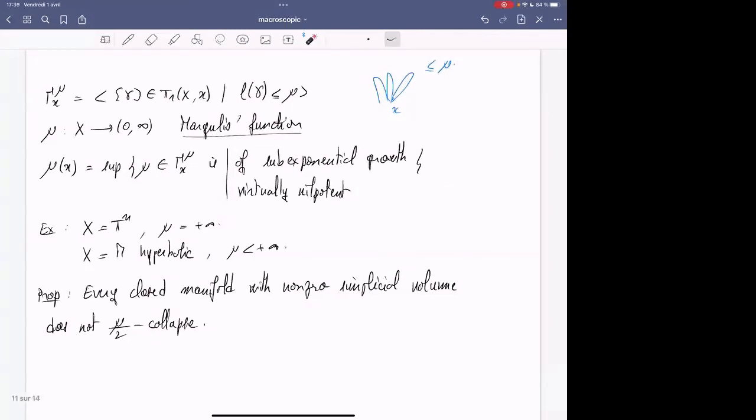And then the cutoff is what I call the Margulis function. So on the torus, it's always infinity. But if M is hyperbolic, then it's finite. And so what we can see is that if a manifold has non-zero simplicial volume, say if it's a hyperbolic manifold, then it doesn't mu over two collapse.